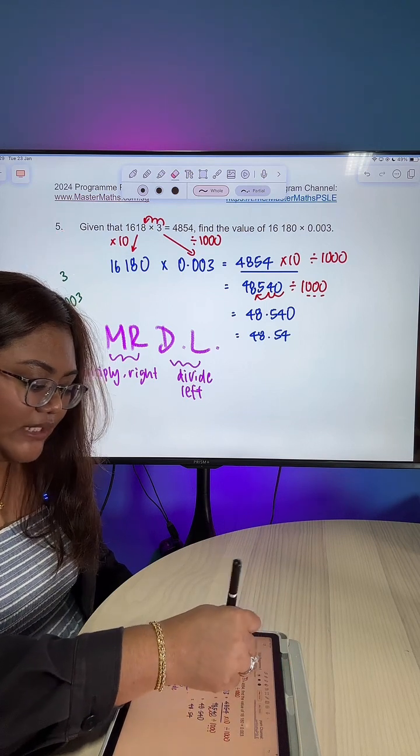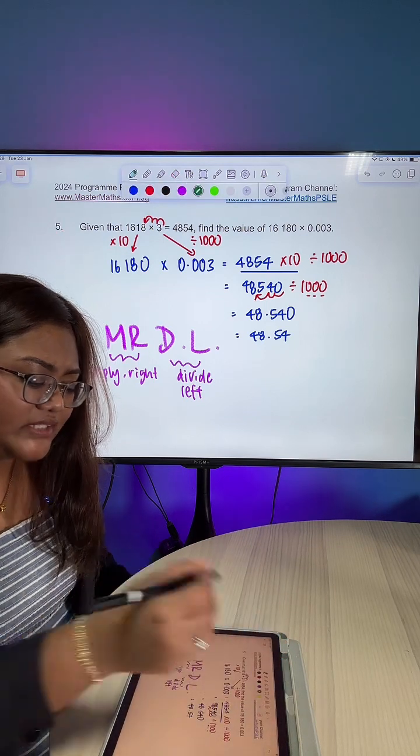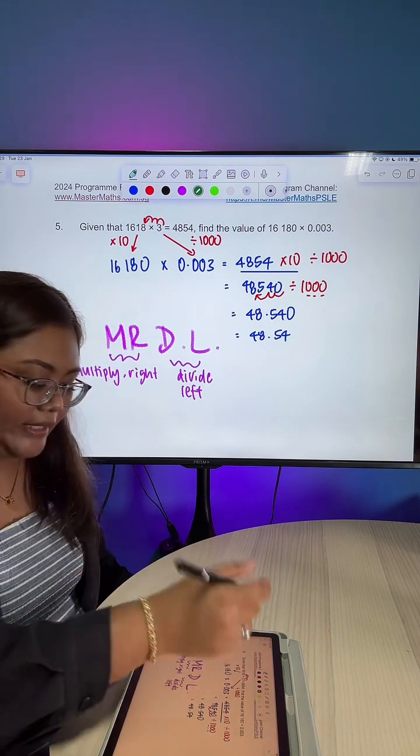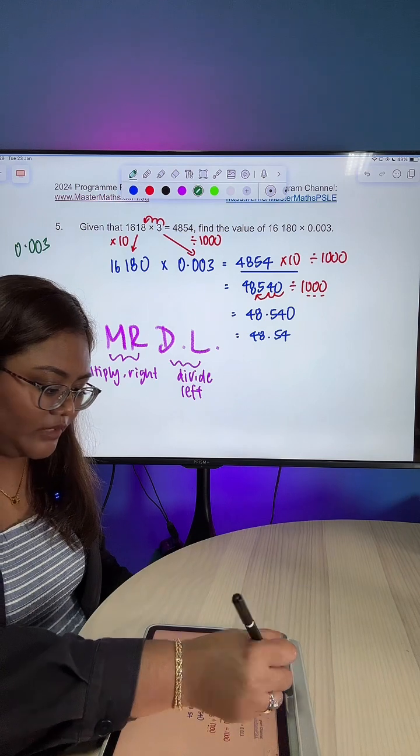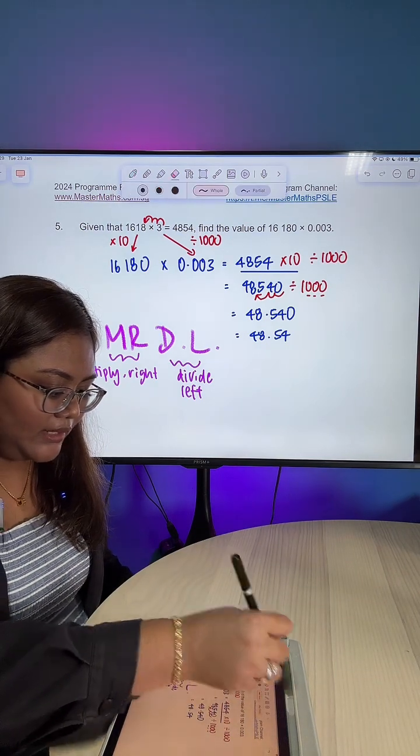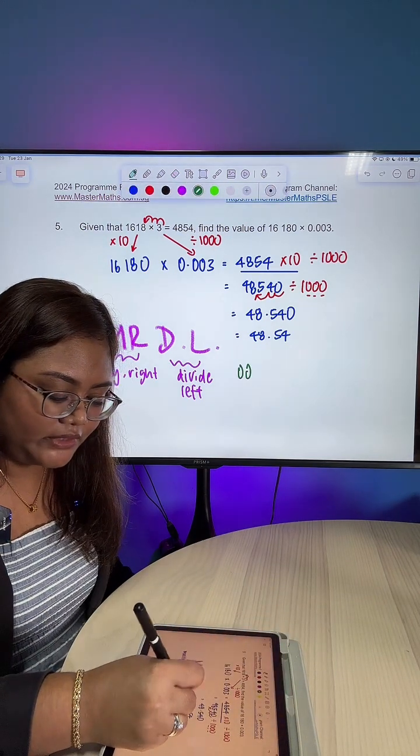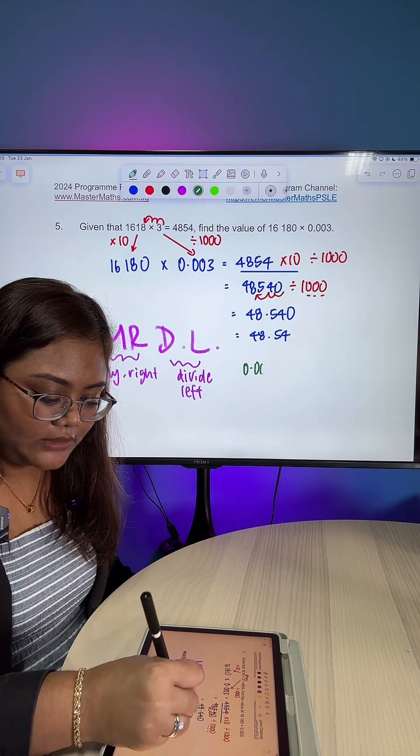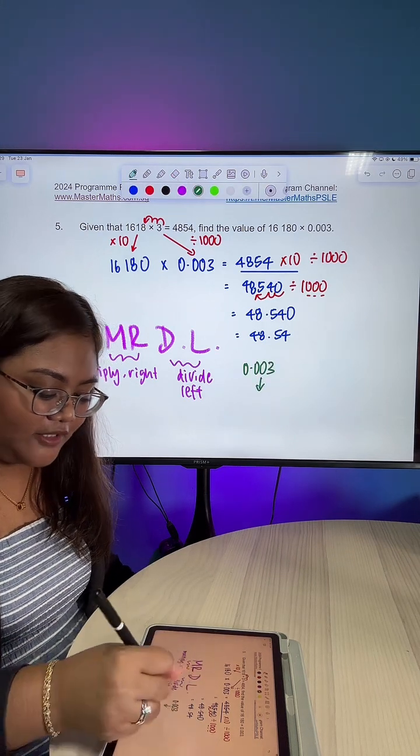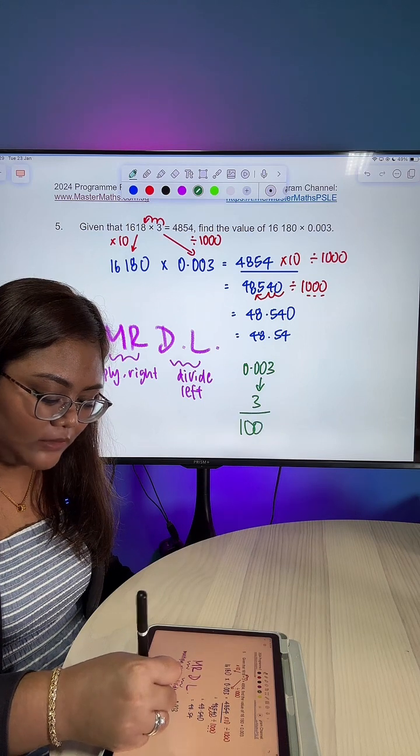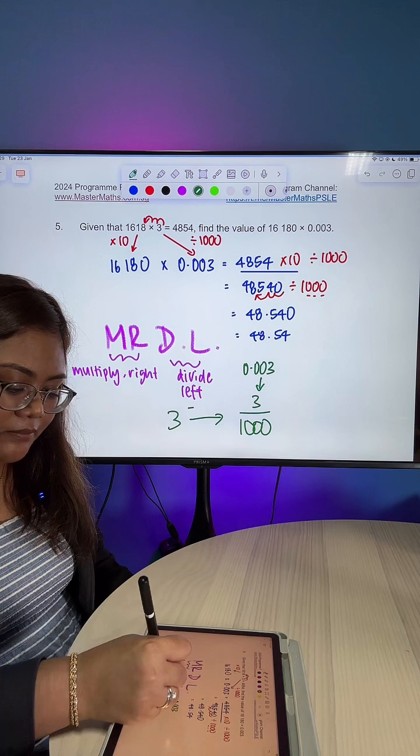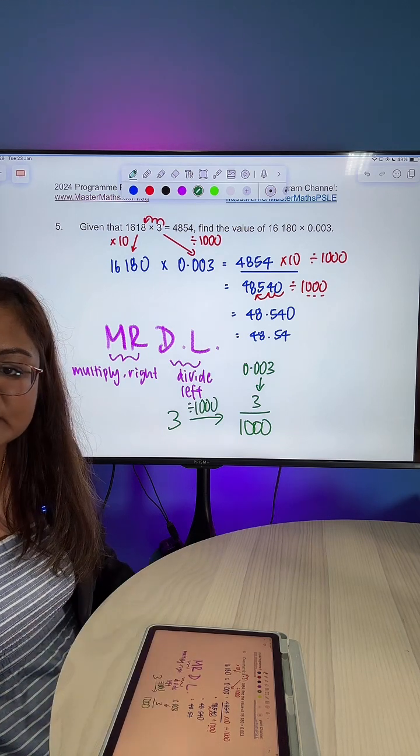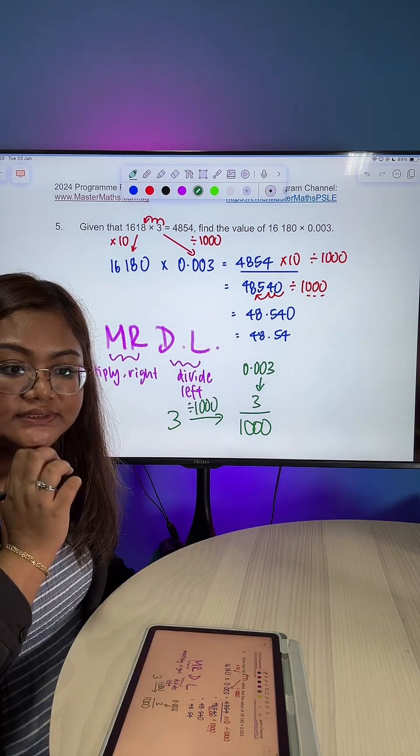If you still don't understand, all this moving is very confusing for you, I am going to write 0.003. I think some of you cannot see. Let me shift this a little bit. I'm going to write 0.003 as a fraction, which is 3 over 1,000. So from 3 to get to 3 over 1,000, I am dividing by 1,000. Does this make more sense?